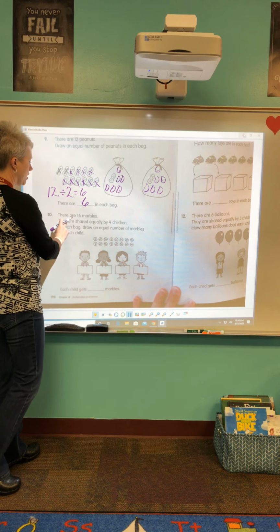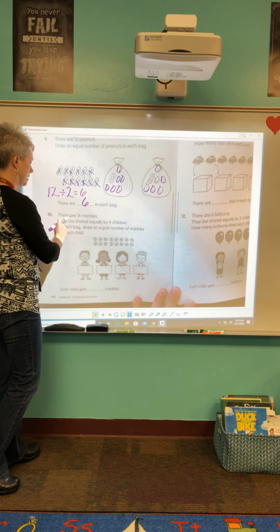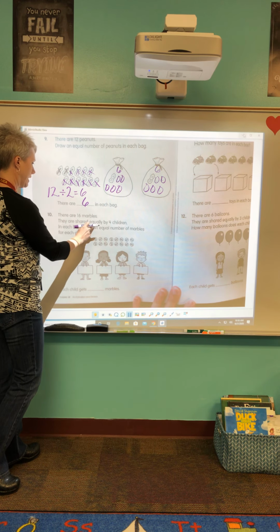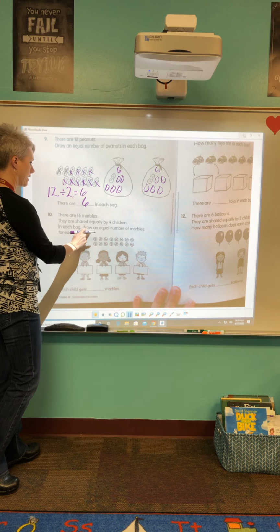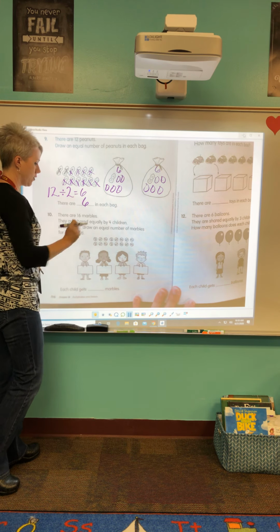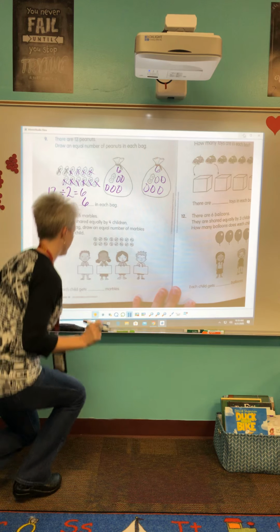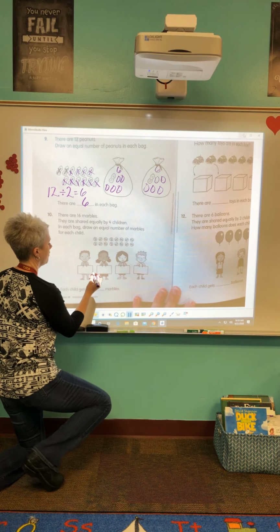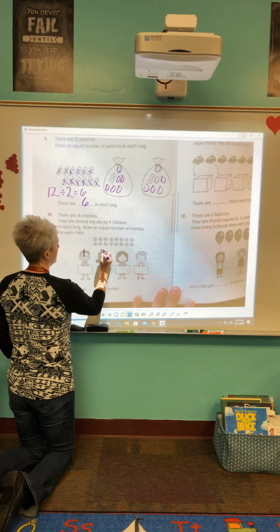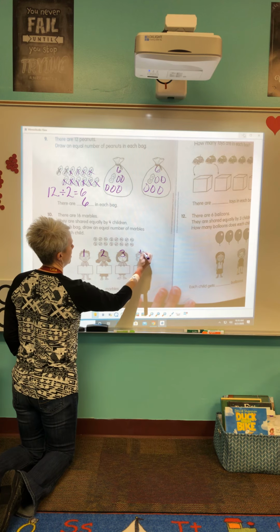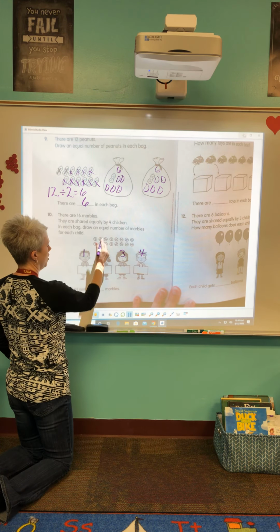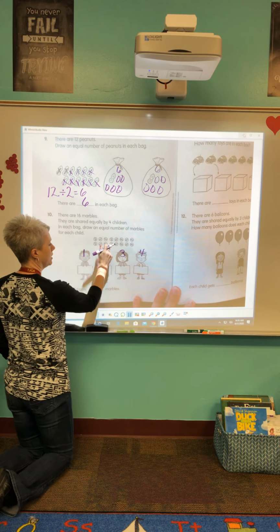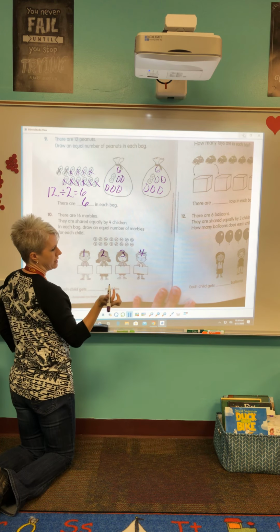Alright, number 10. There are 16 marbles shared equally by 4 children. In each bag, draw an equal number of marbles for each child. So, we have 1, 2, 3, 4 children. Now, I can do like I did up here and mark off my marbles, or I can put a number on them. Either way, it doesn't matter, okay?